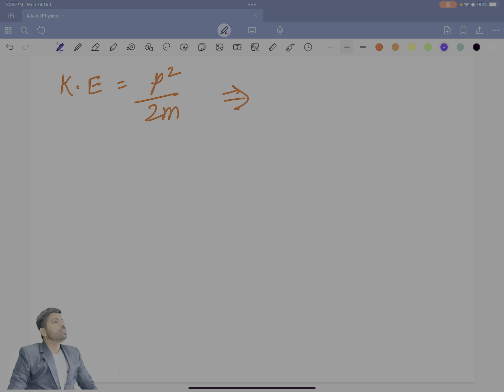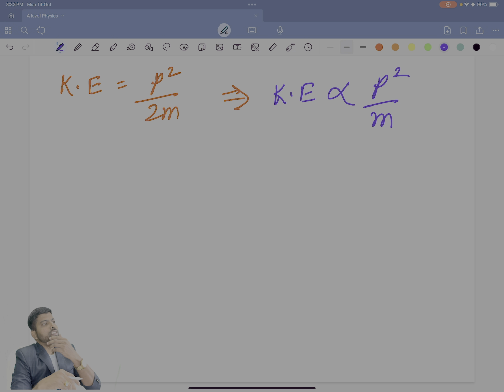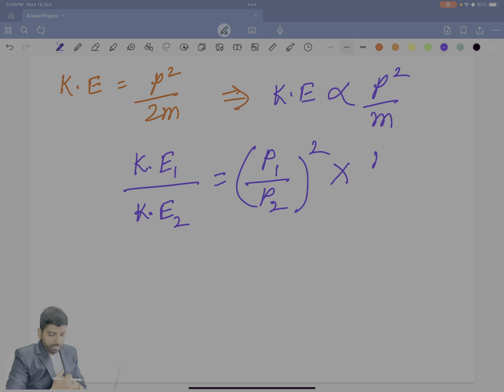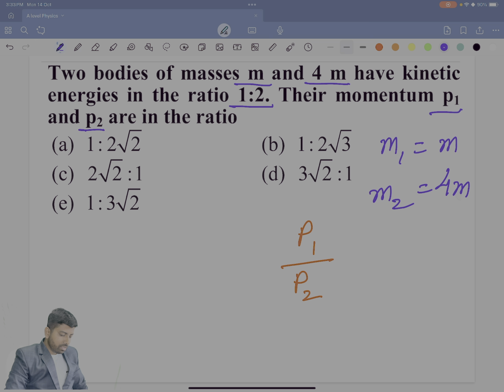Or can I write kinetic energy is directly proportional to p square upon m? Answer is yes. That means the kinetic energy of the first one and the kinetic energy of the second one, their ratio will be equal to p1 upon p2 square into m2 upon m1, because it is inversely proportional. Answer is yes. And in the question it is given that the ratio of kinetic energy is 1:2.